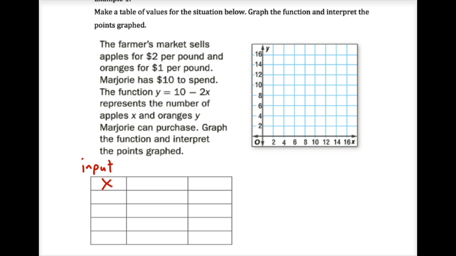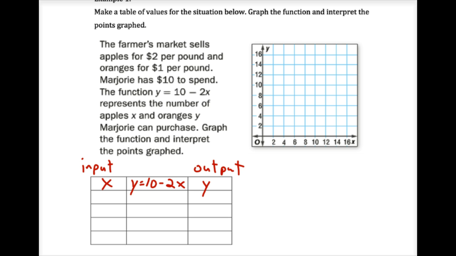The middle column is always your function. Y equals 10 minus 2x. So I'm going to put that in there. What do you think the third column is going to be labeled? Y, or the output. So we're going to input some x's, and this is going to output.